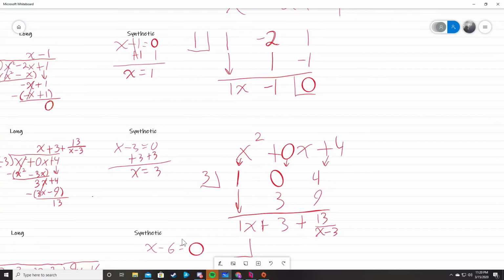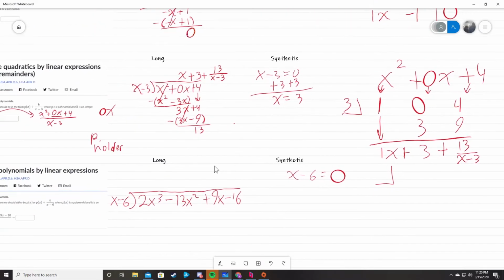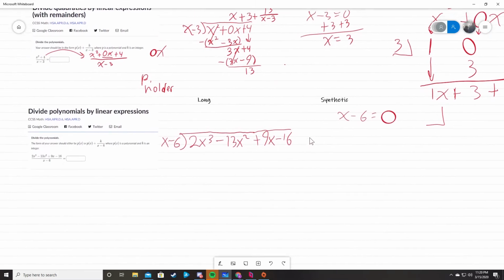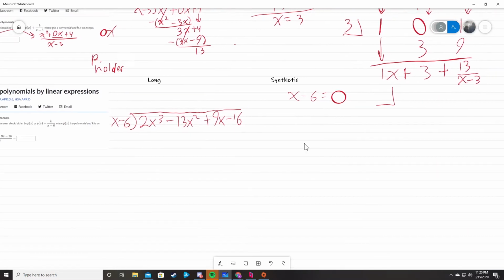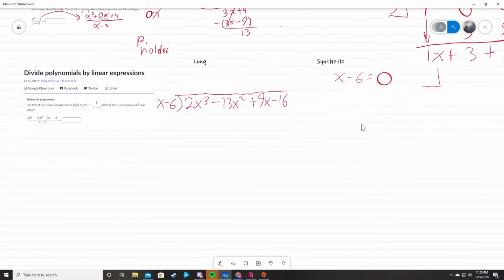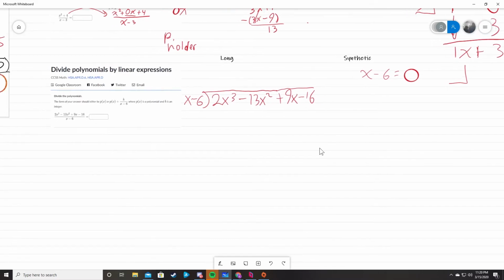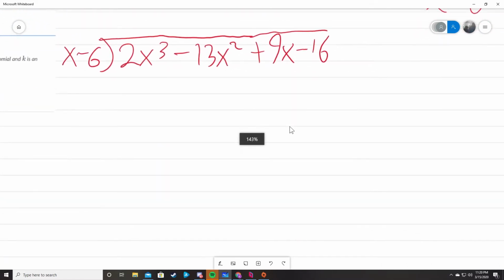Let's hop back over to the whiteboard. All right, this time we know that we are going to do this both ways. So we got a lot of different things that we can do. We just got to make sure that we use which way we feel comfortable with. Let's do the first one.